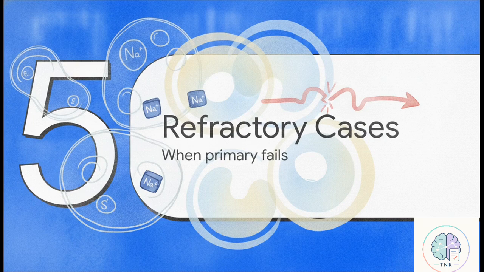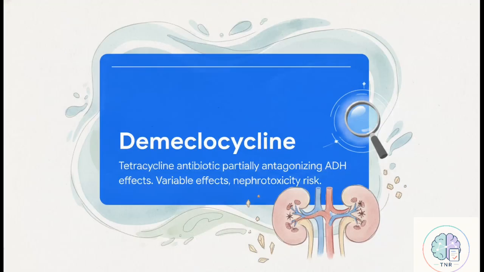Finally, let's cover Part 5, managing refractory cases. So what happens when the primary protocols fail and the sodium refuses to budge? First, you can try an oral option, demeclocycline. It's actually a tetracycline antibiotic, usually given at 300 to 600 milligrams orally, twice a day. It works by cleverly partially antagonizing ADH right on the renal tubules. But a quick warning, its clinical effects are pretty unpredictable from patient to patient, and there's a real risk of nephrotoxicity. Keep a close eye on those kidneys.